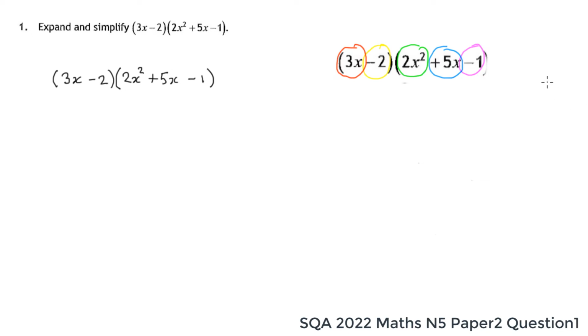Now, the idea here when we're multiplying out is we have to make sure that that red term, the 3x in the first bracket, multiplies each term in the second bracket. So we'll have red times the green, red times the blue, and red times the purple. And also we have to make sure that the yellow term, that's the negative 2, multiplies each term in the second bracket. So yellow times green, yellow times blue, yellow times purple. So altogether there'll be 6 products.